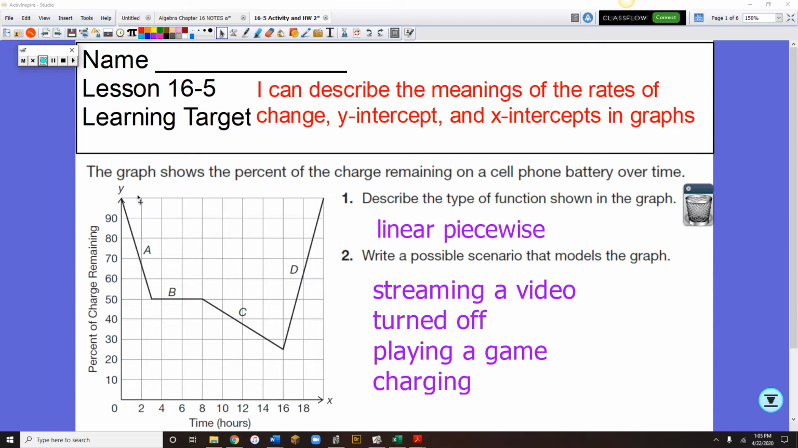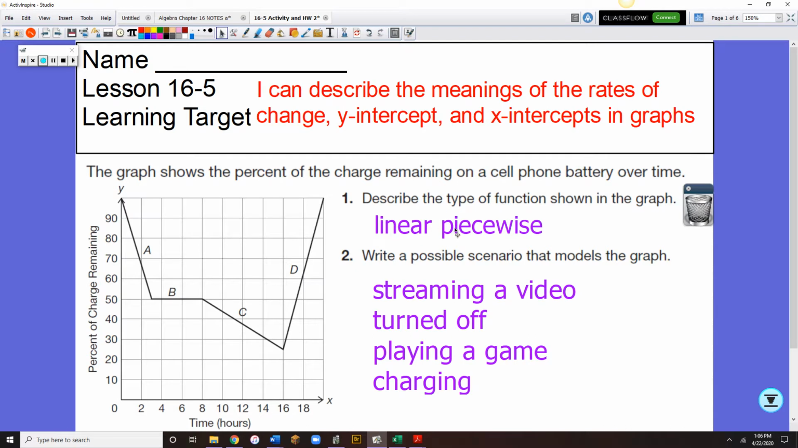So the graph that you see here is the one that we're going to be talking about in our notes. The graph shows the percent of the charge remaining on a cell phone battery over time. The time on the x-axis is counting by twos, and the label is hours, so 2 hours, 4 hours, and so on. And on the y-axis, it is the percent of charge remaining. So 10% remaining, 20% remaining, 30%, and so on. The type of function shown in the graph is linear piecewise.